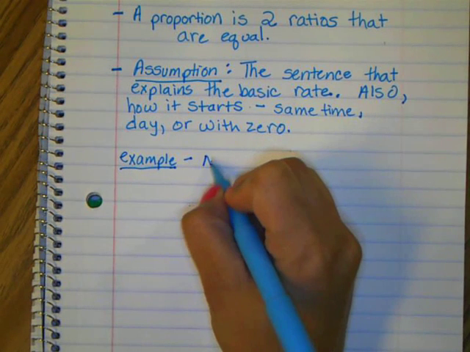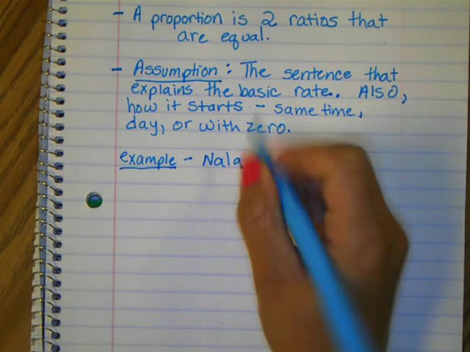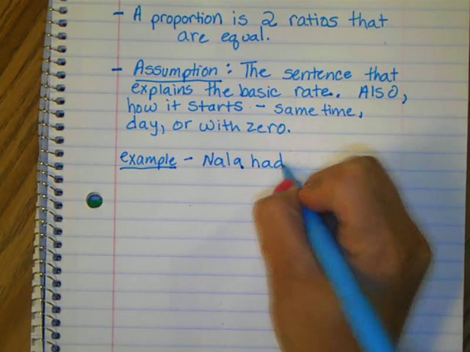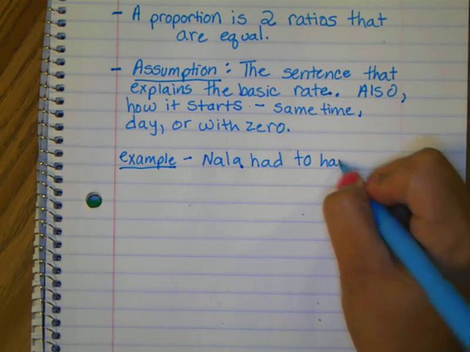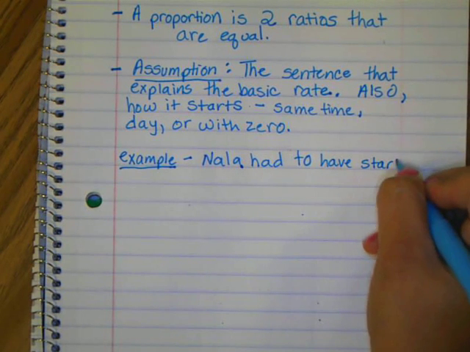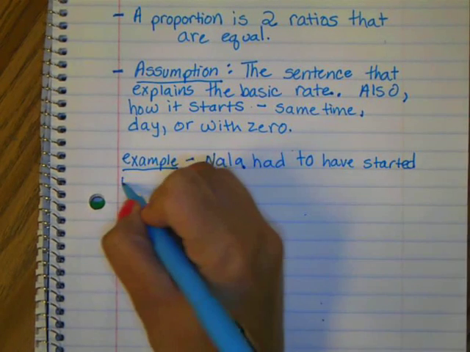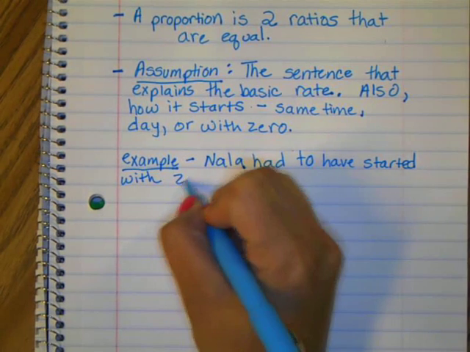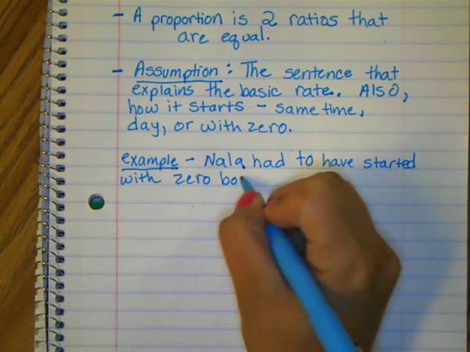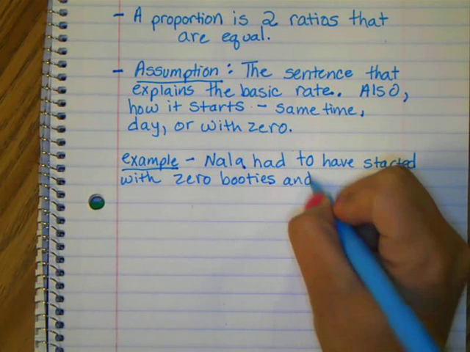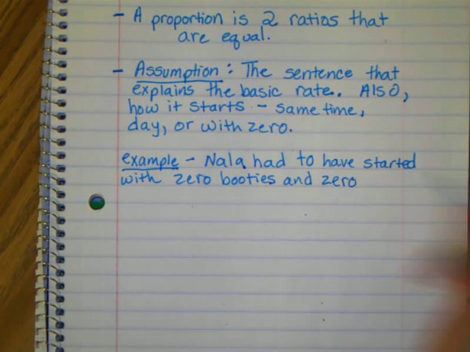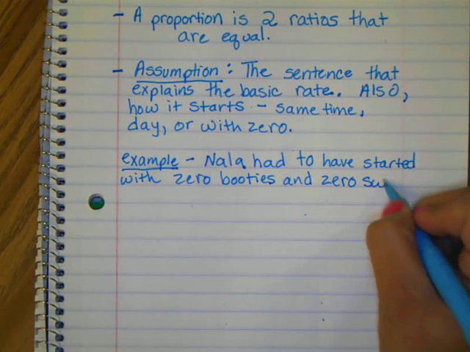So, if I was to write my answer, I would say Nala had to have started, like Becca said, with 0 booties and 0 sweaters. Or you could use the word no, right?